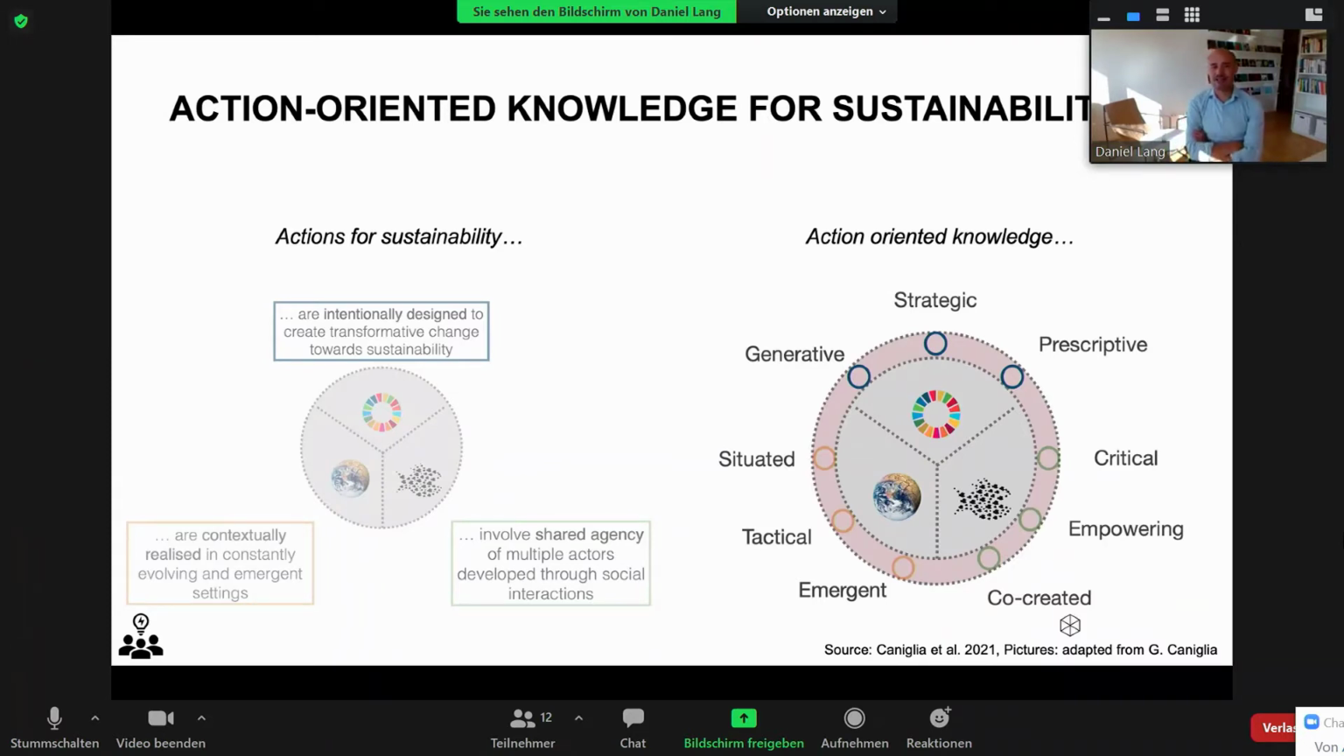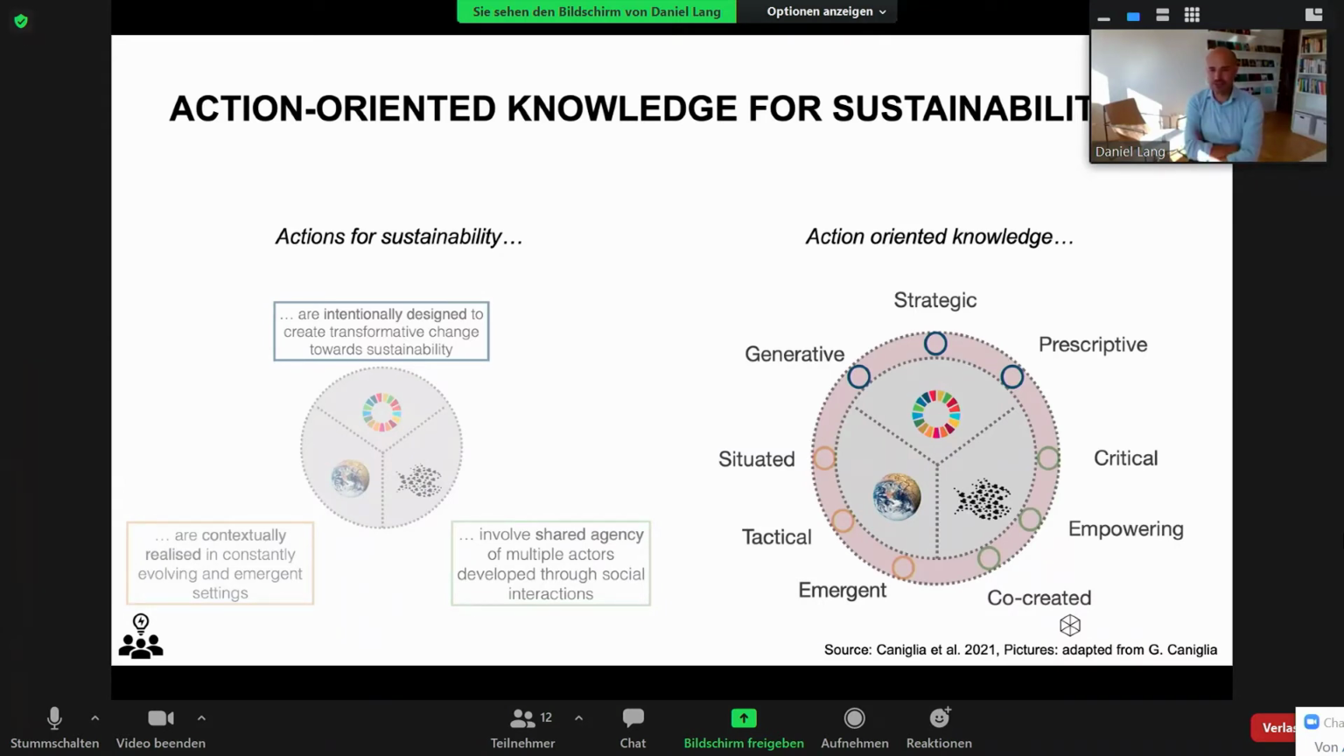This action-oriented knowledge should be generative. That means it should draw upon multiple perspectives for the creation of new and alternative socio-ecological, institutional and cultural relationships and arrangements.